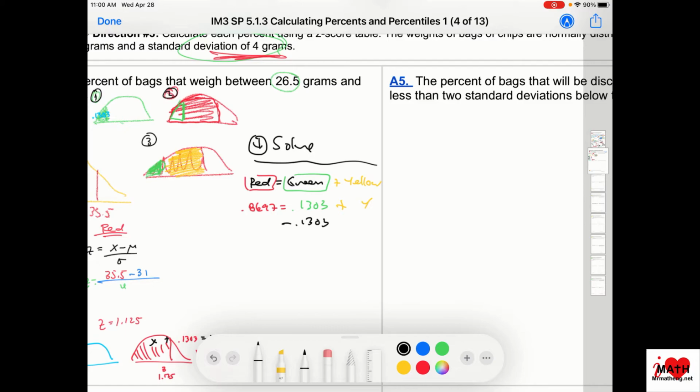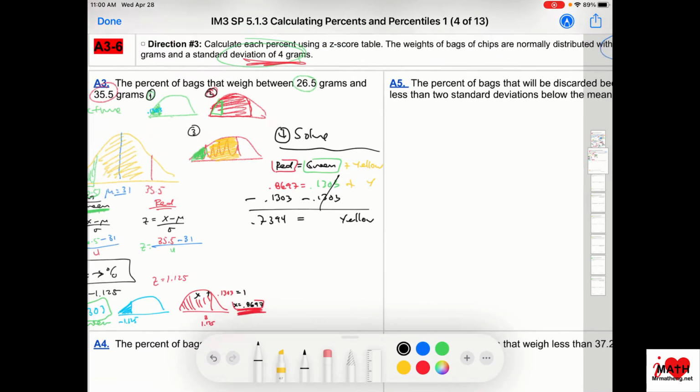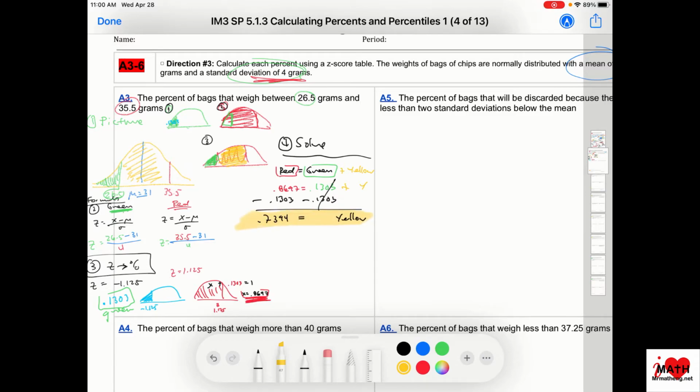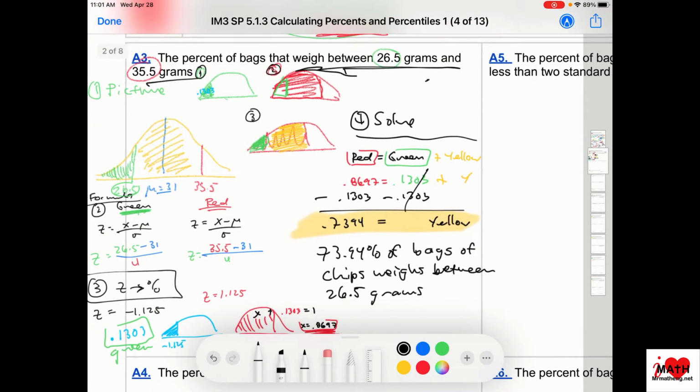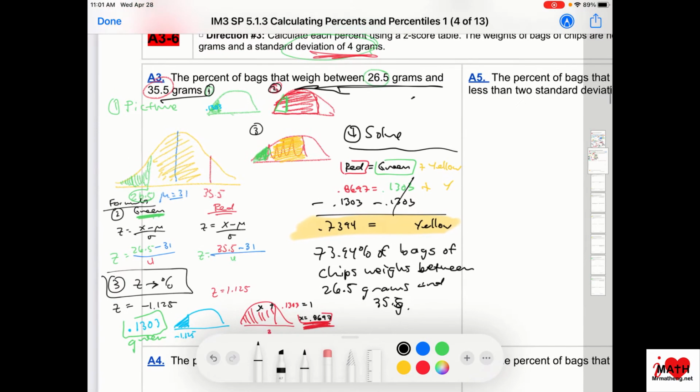So if I subtract this from both sides, I will get the yellow is equal to 0.7394. Let's highlight that. What does that mean? It means that 73.94% of bags of chips, and I'm just using now what's up there, the sentence, just copy it, weighs between 26.5 grams and 35.5 grams. Okay, so that was A3.